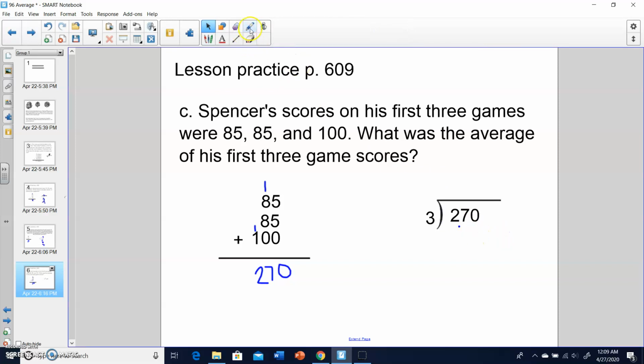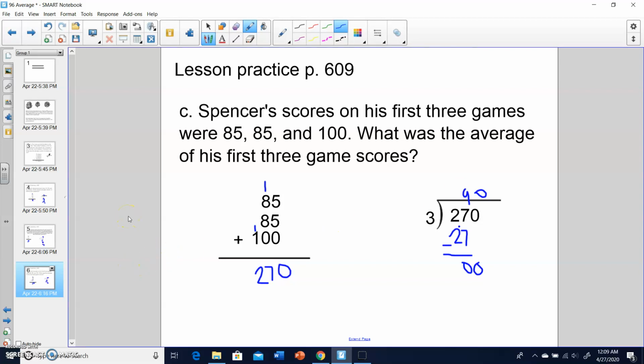Okay, 27 divided by 3 would be 9. 9 times 3 is 27. And then I just bring down that 0. 0 divided by 3 is 0. So his average number of scores for those 3 games would be 90. So on average, he scored 90 per game.